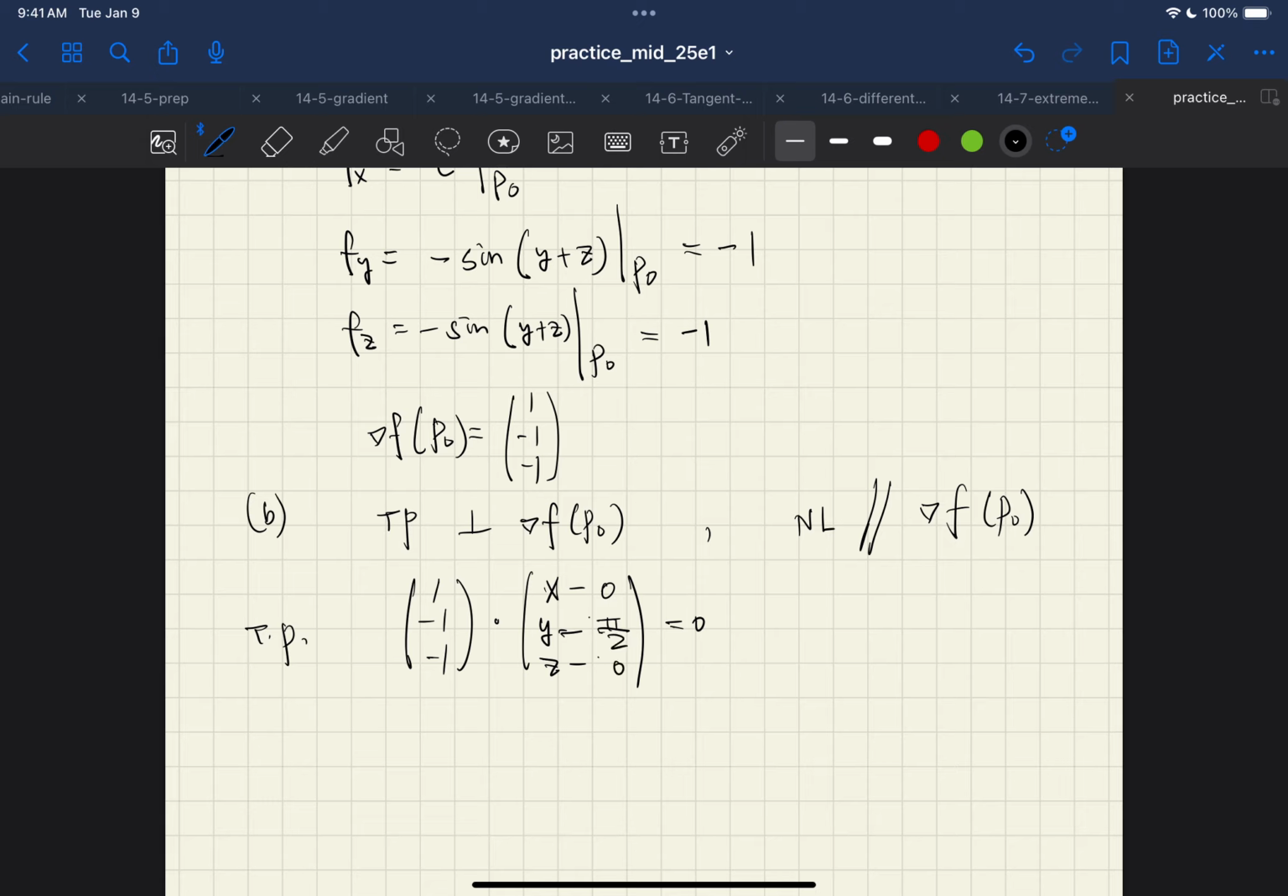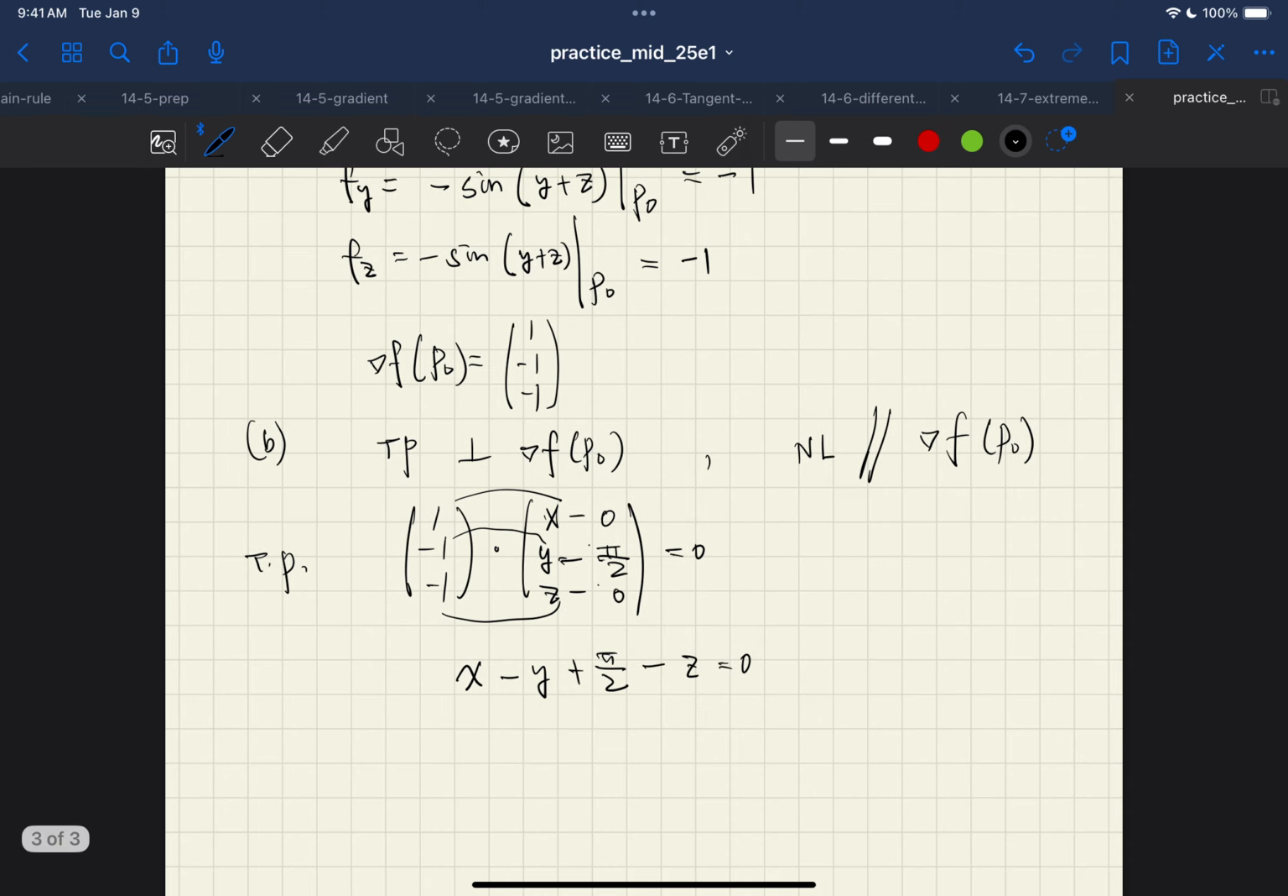And the dot product, we can multiply this. This is x multiplied by this. This is negative y plus pi over 2. And this is negative z equals 0. So the equation is basically, if you want, you can put the constant term to the other side. So this is the answer for the tangent plane.